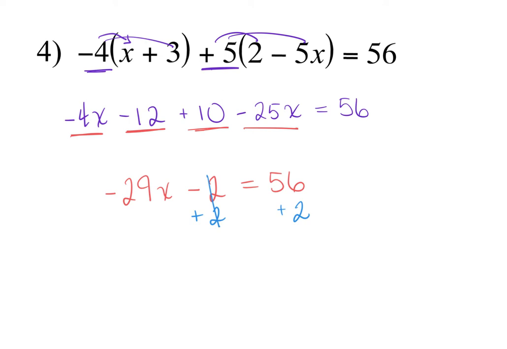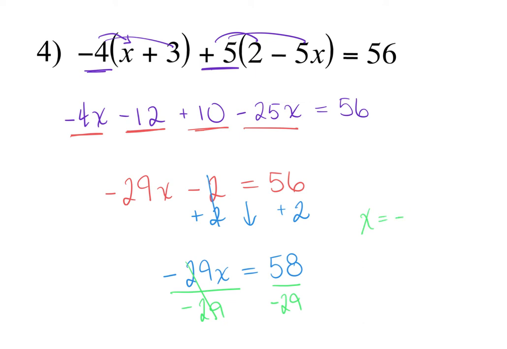On the left-hand side, I'm left with just negative 29x. Don't forget that you have an equal sign, and you have 58 there. My final step is to divide by negative 29. 58 divided by negative 29 gives me what? Negative 2 is my answer.